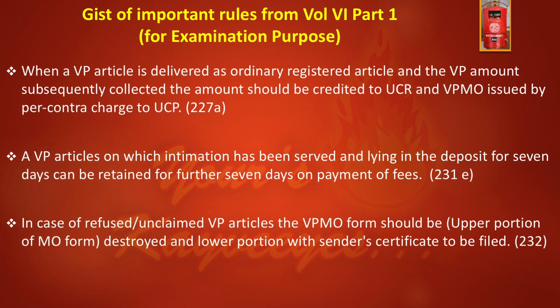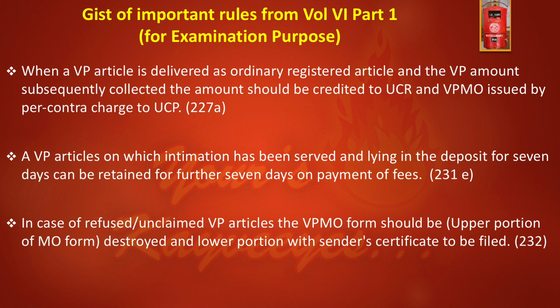When a VP article is delivered as an ordinary register article and the VP amount is subsequently collected, the amount should be credited to UCR and a VPMO issued by per contra charge to UCP.